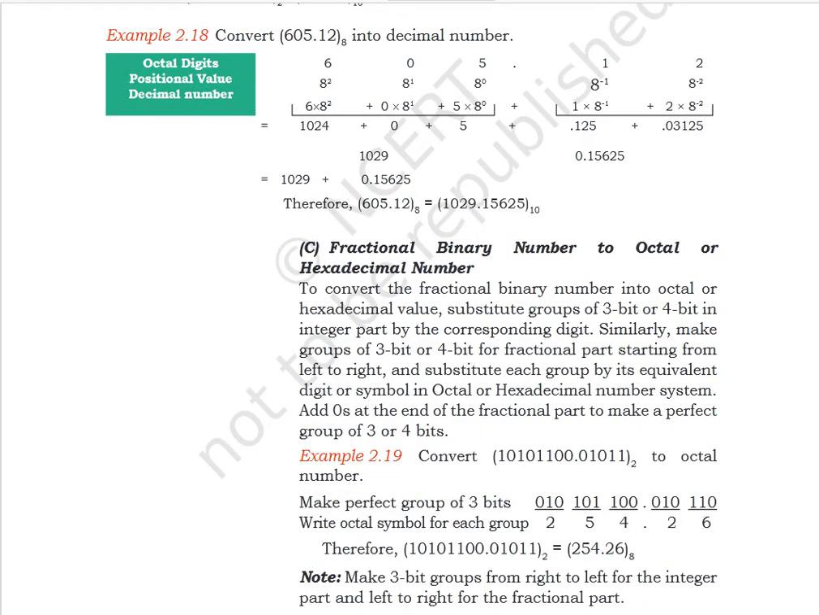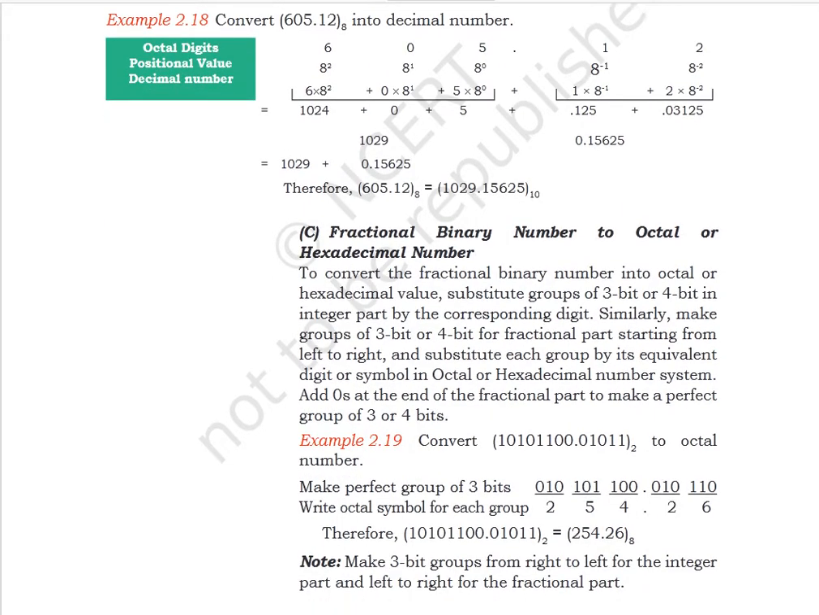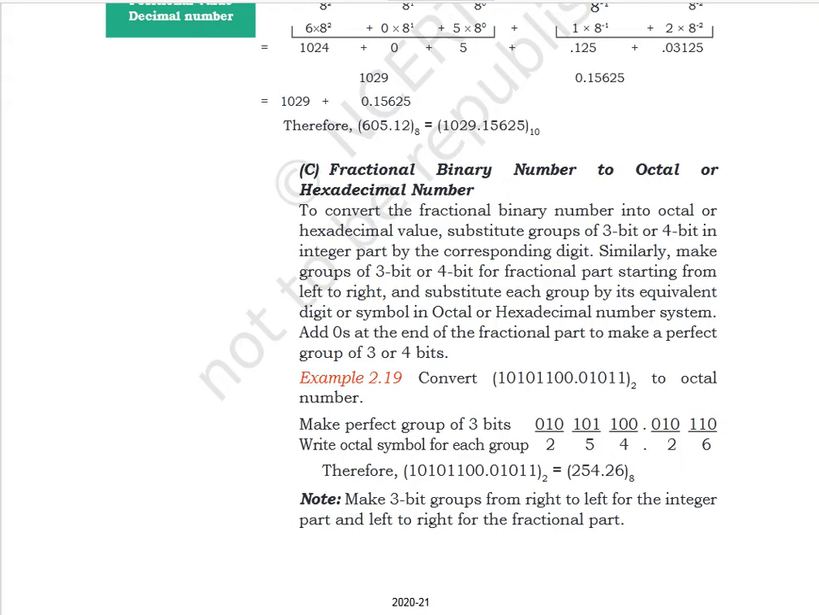You please go through all these examples. If there is any query, please ask me and comment. I will definitely clear all the doubts. This is a very important part of conversion, right?